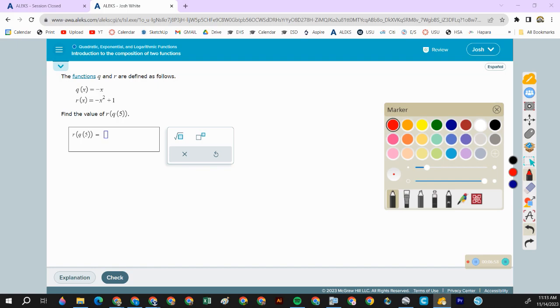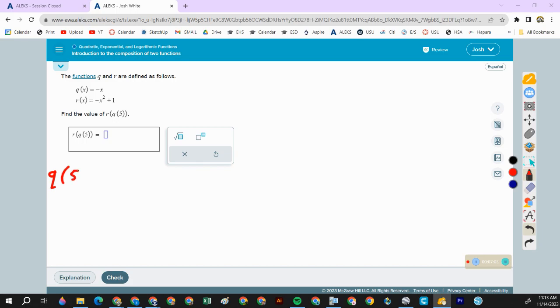So R of Q of 5. Well, what does Q do to the number 5? So let's look at the number 5 in Q. It spits out -5. Okay, well, what does R do to -5? What happens if we put a -5 in there? So I get -5 times -5 is 25. Make it negative. -25 plus 1 would be -24.